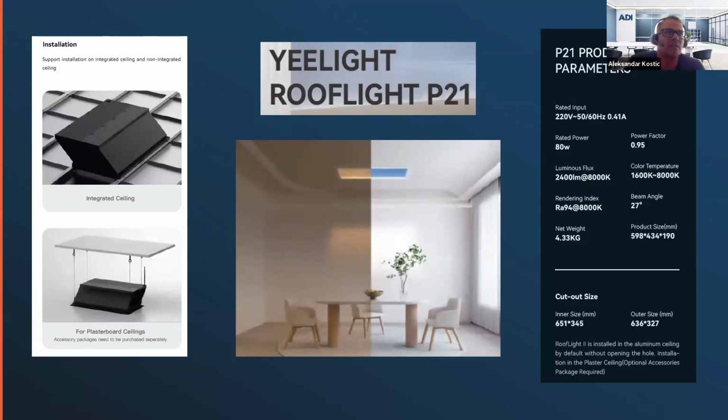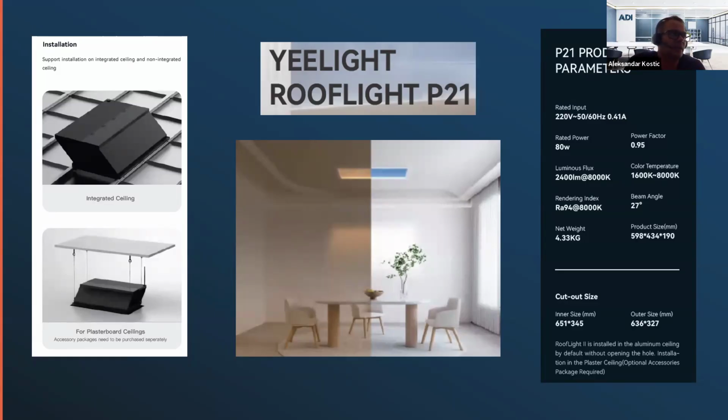P21 is more advanced. It is able to change the color temperature between 1600 and 8000 kelvins. And it also has the same format. So inner cut size is 651 times 345. Regarding the P21, the net weight is 4.3 kilograms, and it can be ordered together with a mounting bracket, which goes in ceiling.